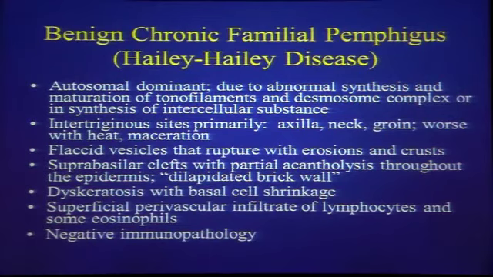Hailey-Hailey disease, benign chronic familial pemphigus. It's an autosomal dominant process, usually seen in the intertriginous areas of the body, axilla, neck, groin. These are very flaccid vesicles that rupture with erosions and crusting. You get the so-called dilapidated brick wall. One way to think about this from a clinical perspective, it kind of looks like wet toilet tissue.